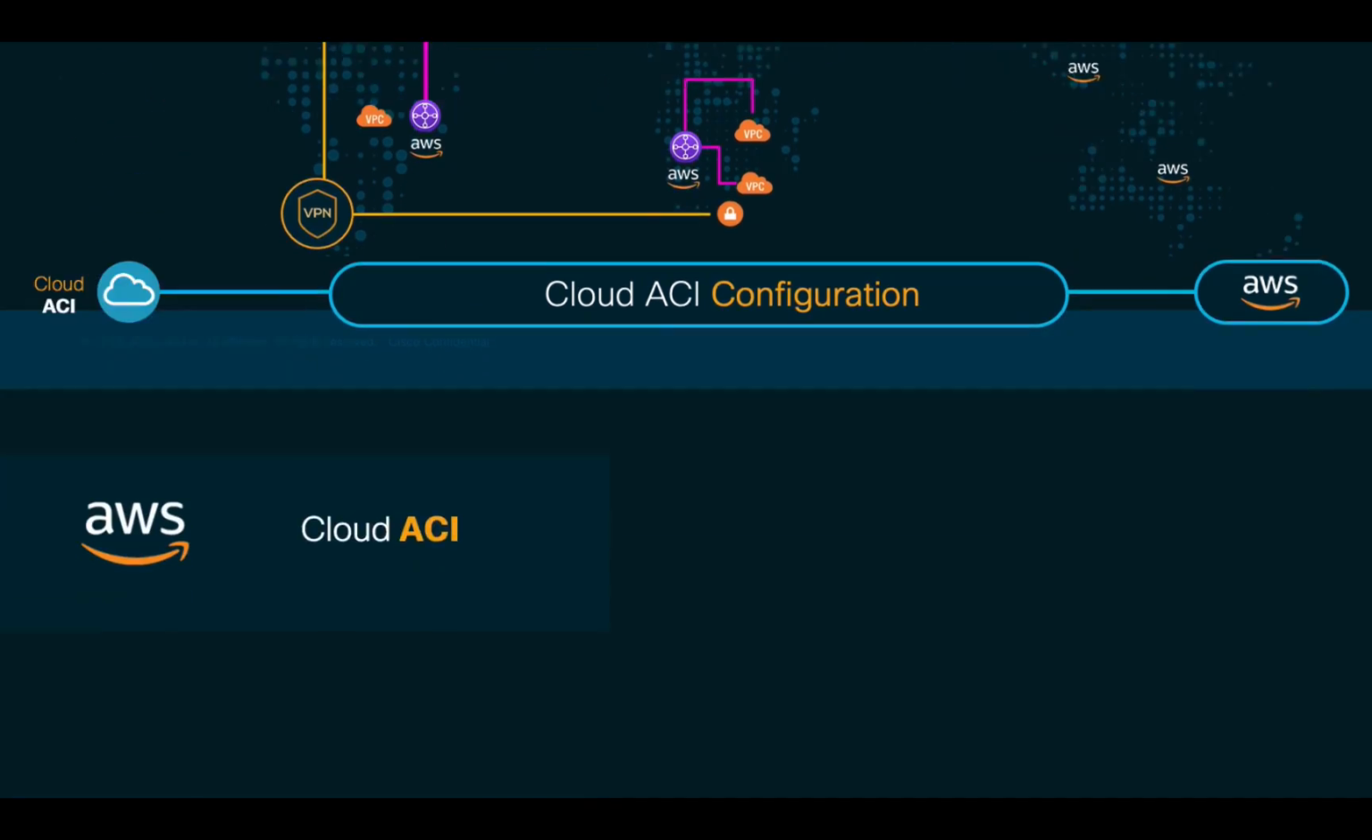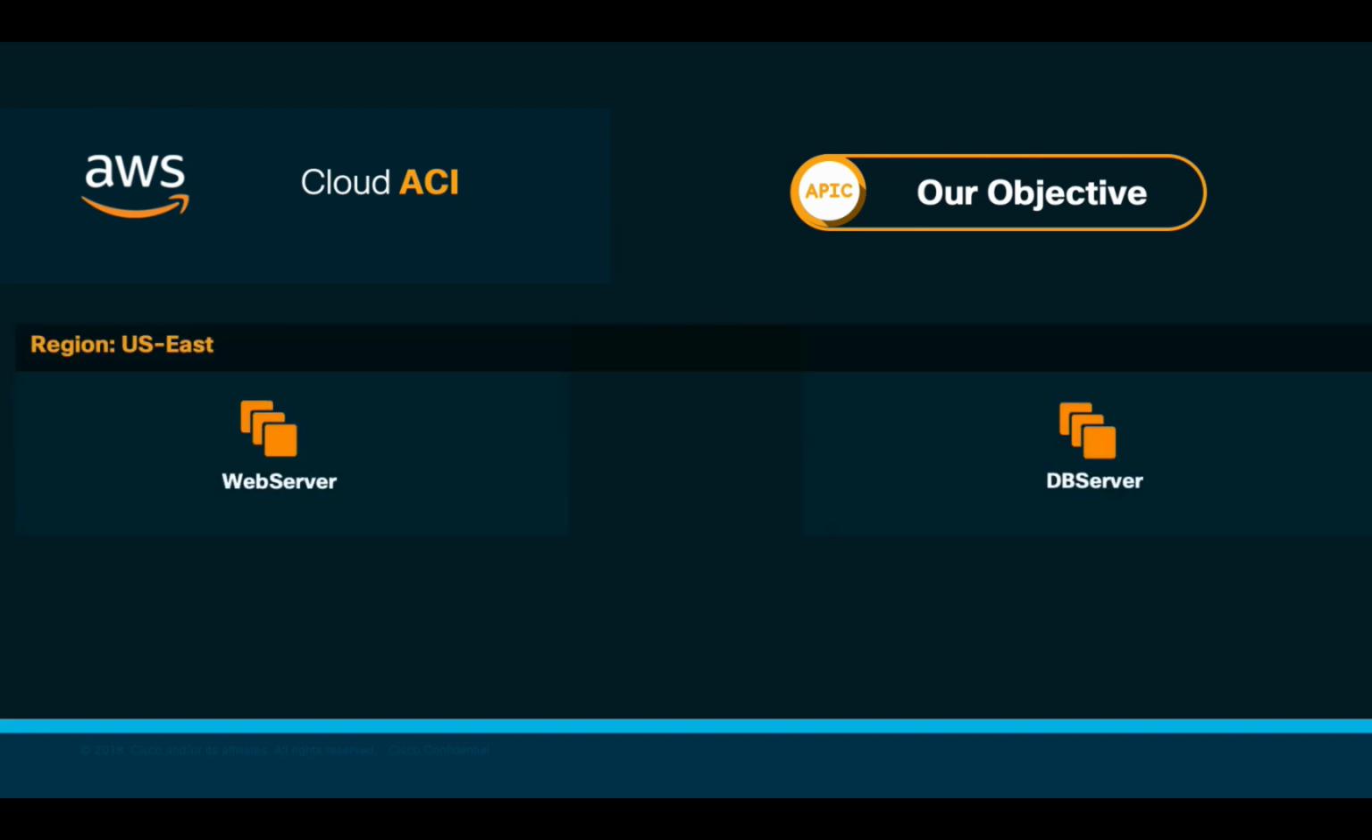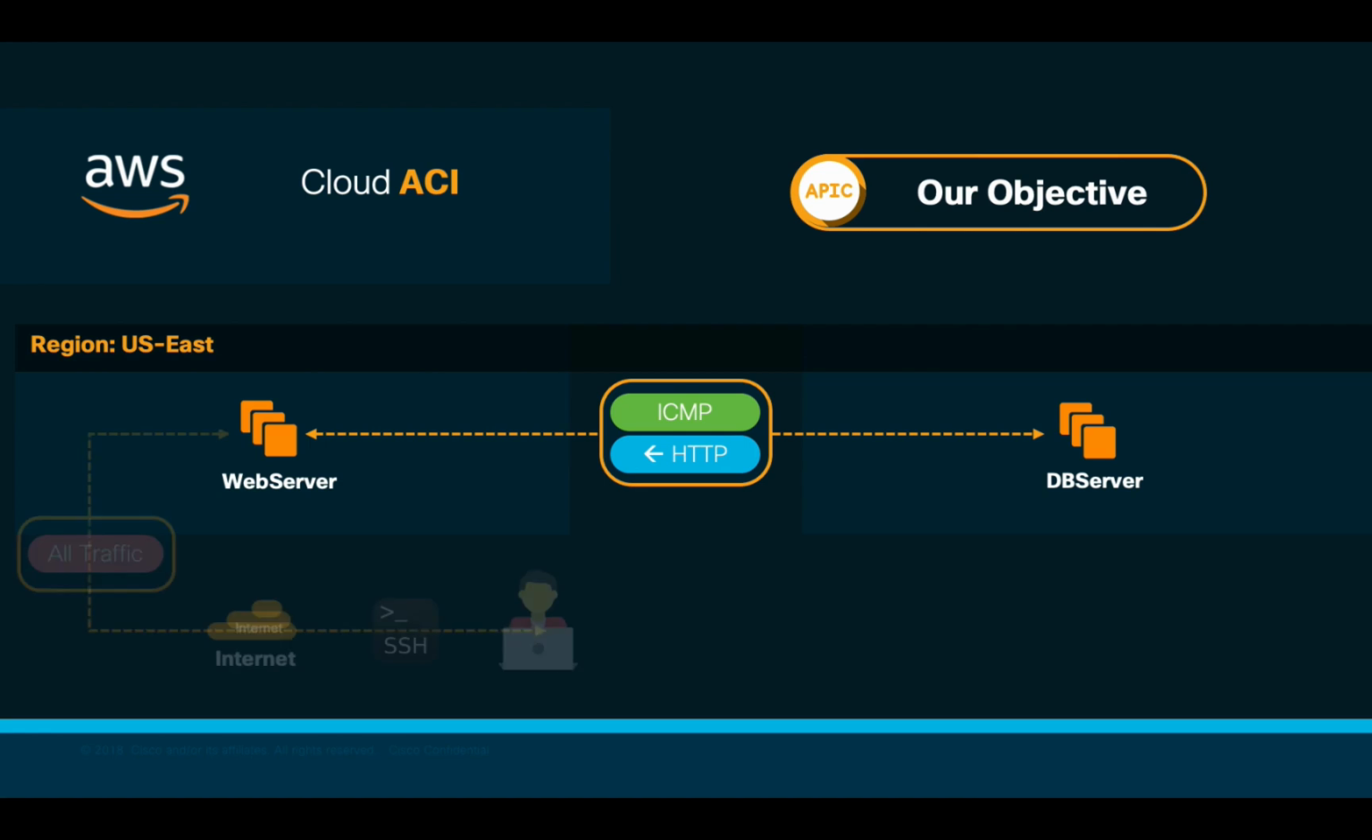Our scenario for today is simple. We want to connect a web server instance to a database instance, both running on AWS and only allowing ICMP and HTTP traffic between them. I will also need to provide internet access to my web server instance since I will want to connect to it via SSH directly from my laptop. Are you ready? Let's get started then.